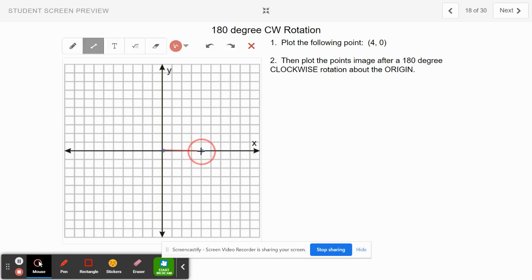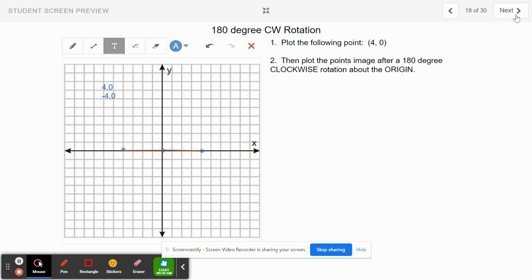All right, now 180 clockwise. So I go, boom, that's 90, boom, that's 180. It's going to be the same length still. So 4 over there, and that'll be right there. So let's look at the coordinates. It was 4, 0, but now it's -4, 0. All right, so it looks like they keep their position, but in this case, the x changed to its opposite. In the last case, the y changed to the opposite.